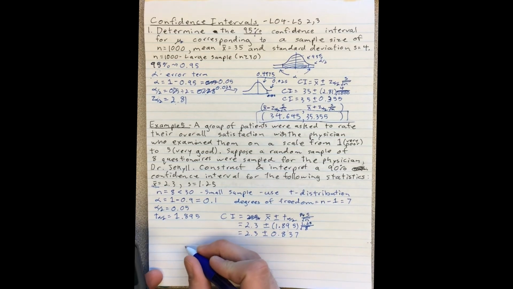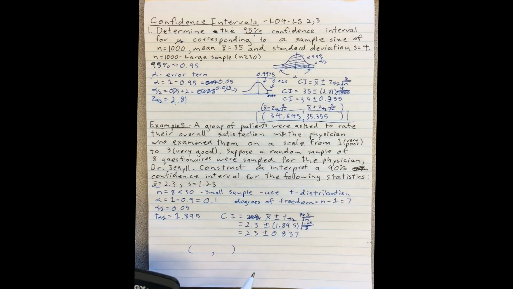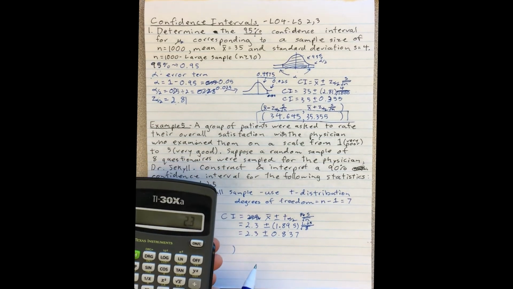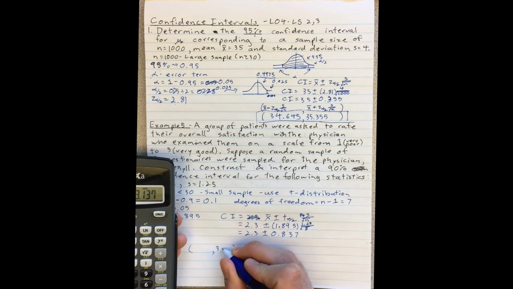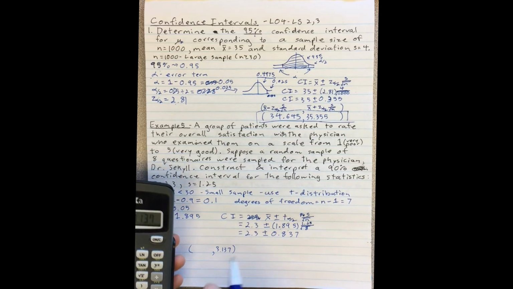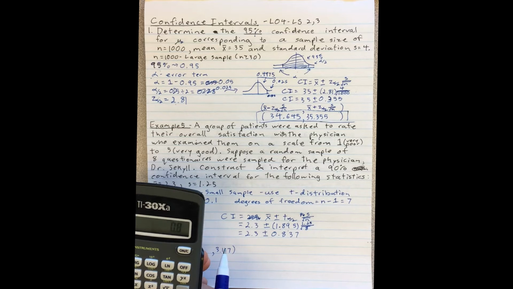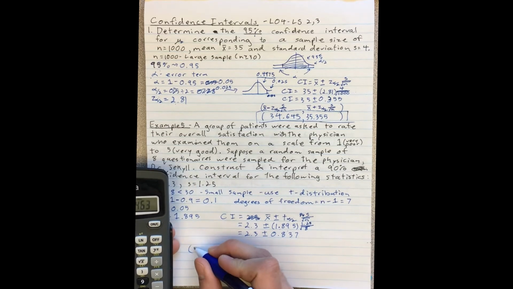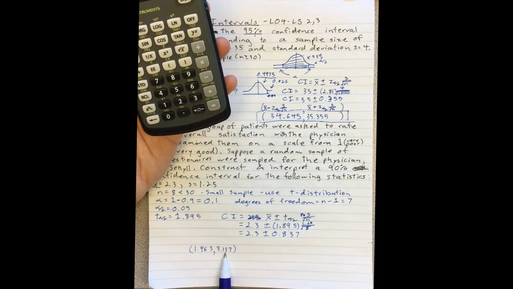So then when I make my brackets, this is just saying interval, by the way. If you remember from high school math class, you write ranges out as intervals. So I'm going to say 2.3 plus 0.837 is going to give me 3.137, and 2.3 minus 0.837, and I get 1.463. So that's the final interval.